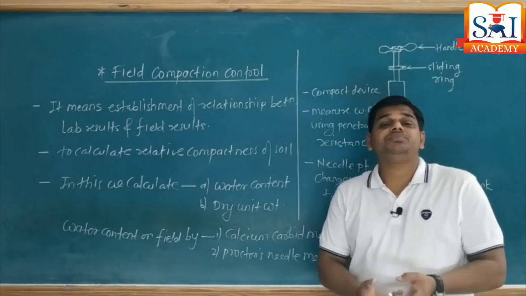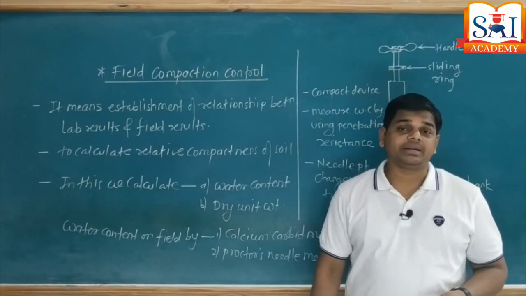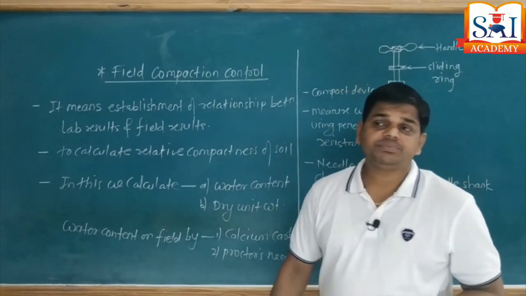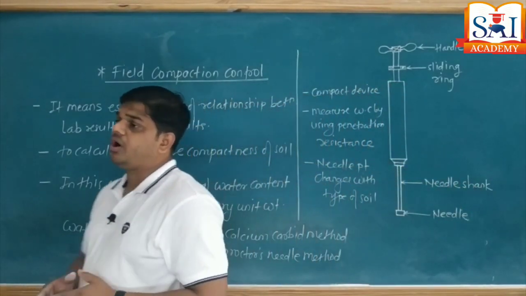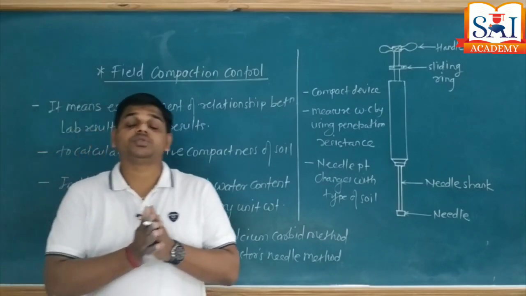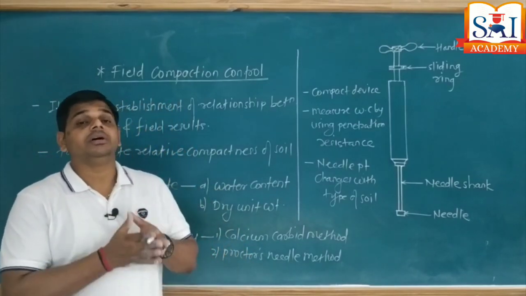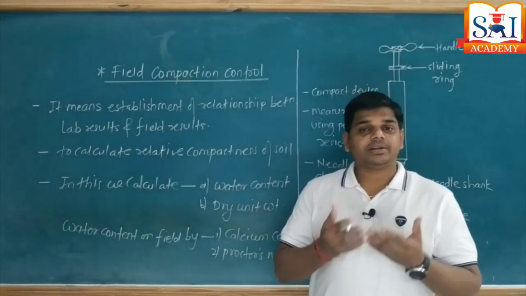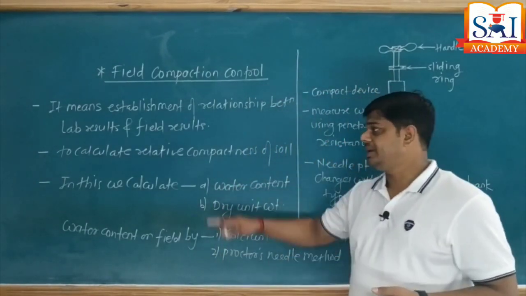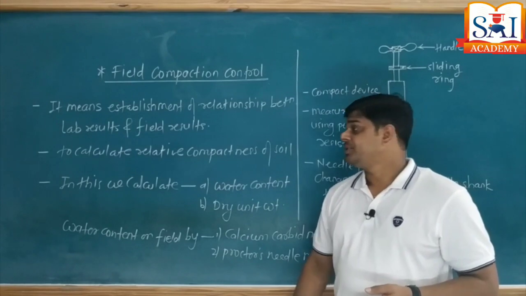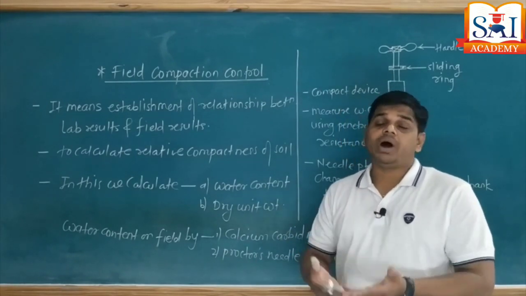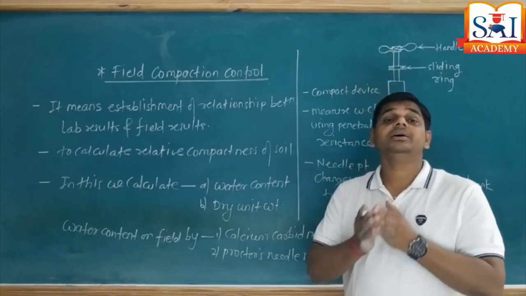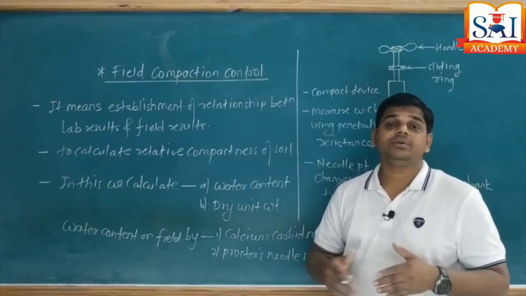It gives me the value of relative compactness. In our previous concept we learned this. Relative compactness means what? It is the ratio of dry unit weight of soil on the field to the dry unit weight of soil in the laboratory. That ratio we can find out, and that is called relative compactness. If relative compactness is very close to 100%, our compaction efforts on the field are good. If not, then we need to modify.